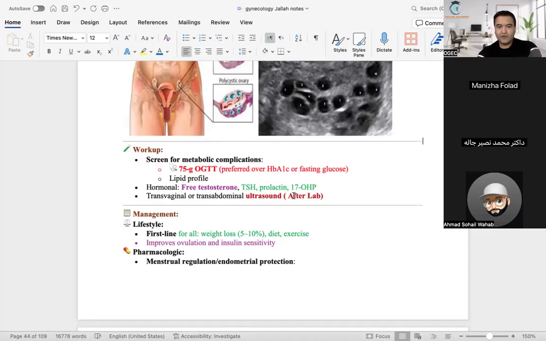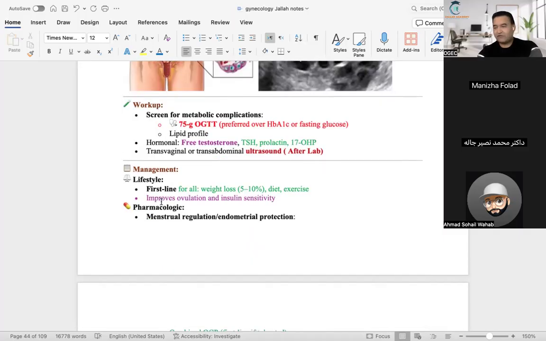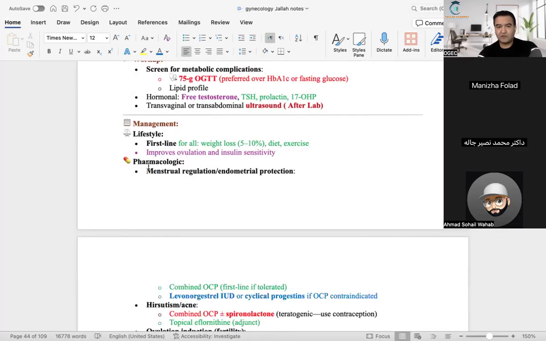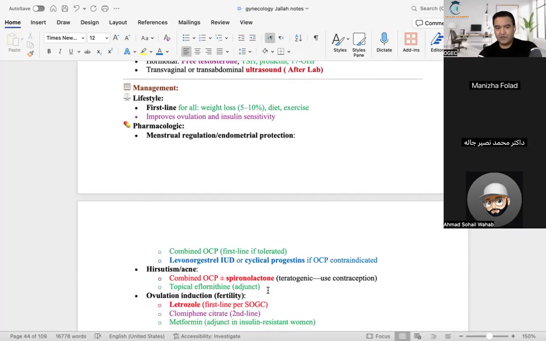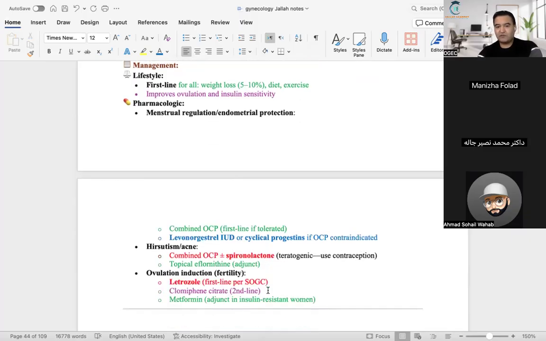workup. For the management, lifestyle modification is the best first choice for all: weight loss, around 5 to 10%, diet, exercise. It will improve the ovulation and insulin sensitivity. In terms of pharmacological treatment, menstruation regulation, endometrial protection, so OCP always comes first. But depending on the patient, we have to be very careful to decide which one to choose.